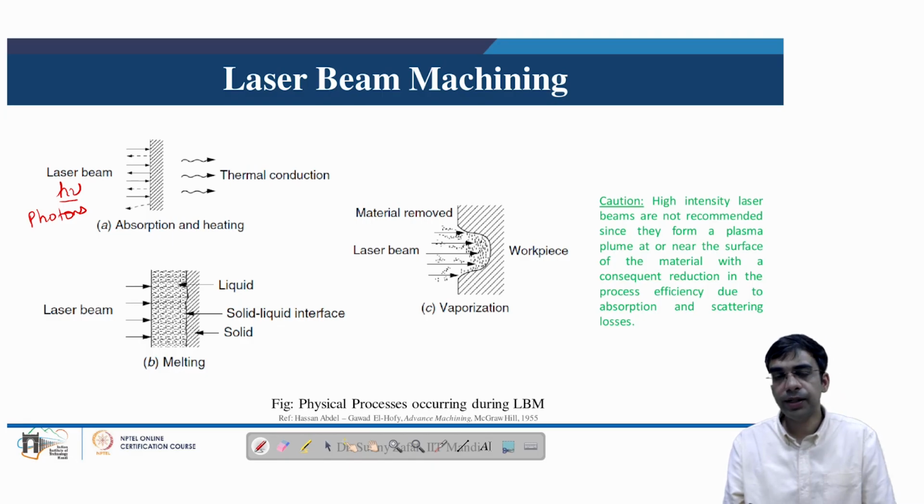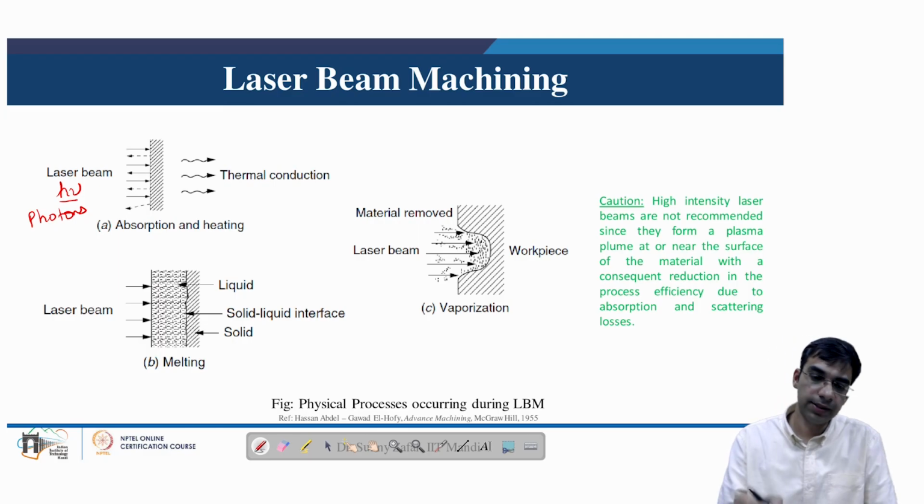And sometimes, if we are utilizing very high power lasers, they may also form a plasma plume near the surface, because again it is not that 100% of the laser energy is always absorbed, especially when we are dealing with metallic surfaces which are quite reflective. The presence of this plasma may further reduce the process efficiency. So proper care needs to be taken to process the surface such that the maximum absorption of the laser energy takes place.